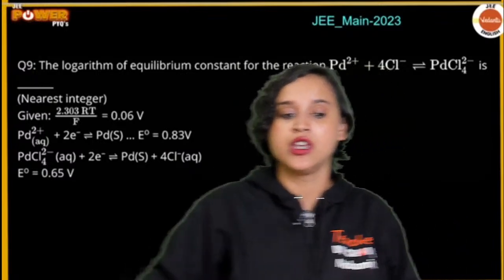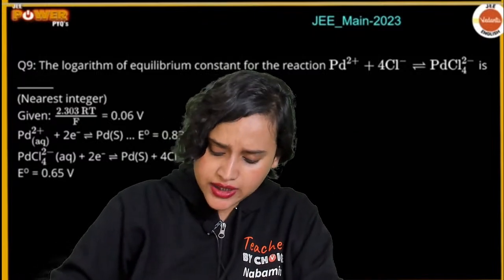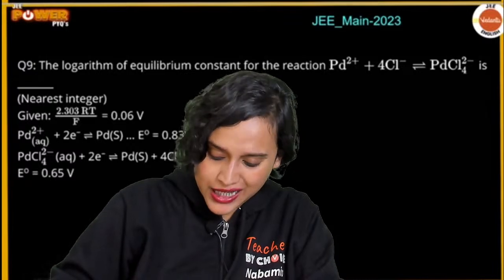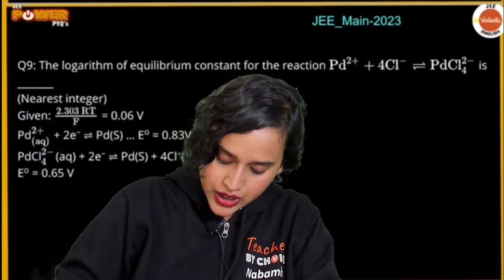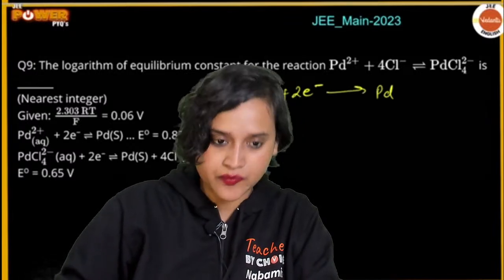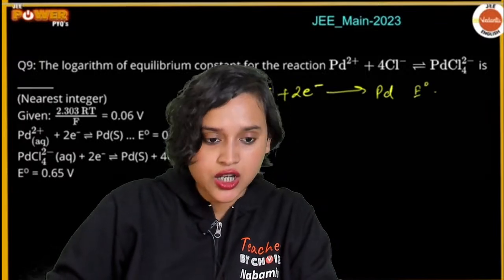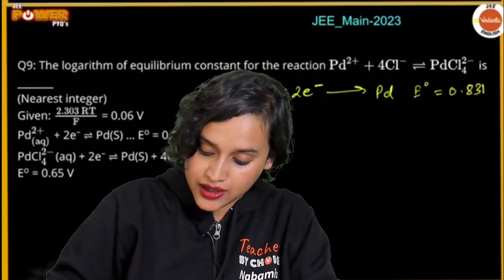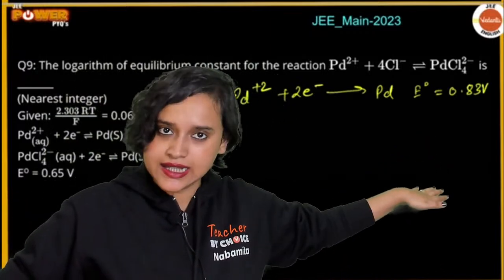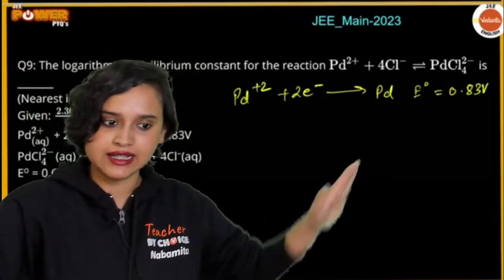Now, everyone, first things first, what is the reaction that is given to you? The reaction right here is Pd2 plus plus 2 electron will give us Pd, right? And for this we are given E naught value which is equal to 0.83 volt. Am I right? Yes, we can see that. That is given to you in the question. That's exactly what I've written, everybody.